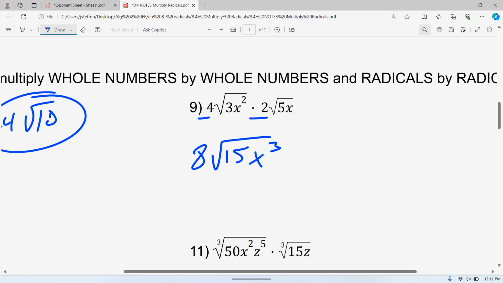So we end up with 8 square root of 15 and the square root of x to the third. The square root of 15, we can't do anything with that. That's as simple as it can get. There are no perfect squares.